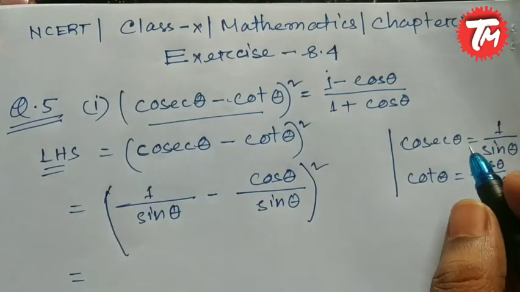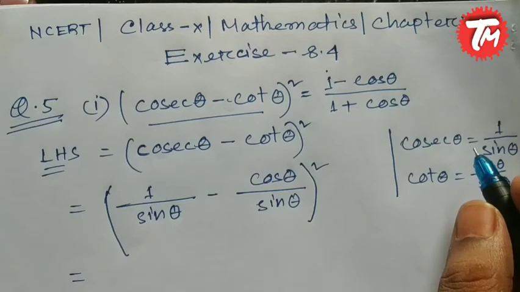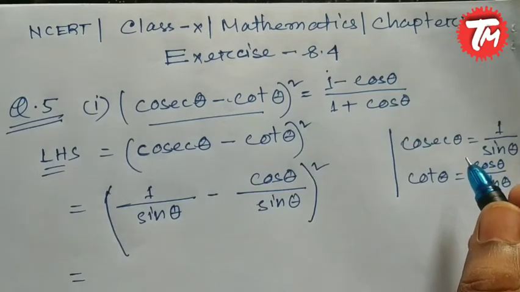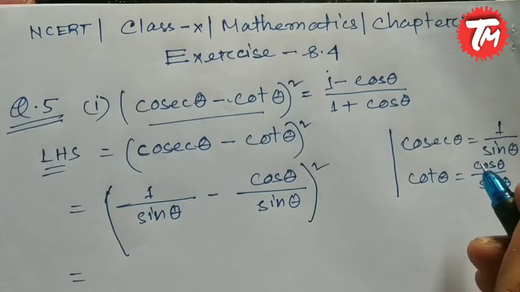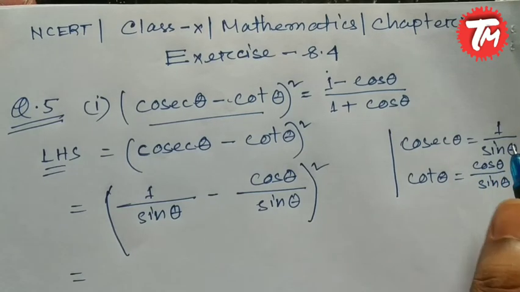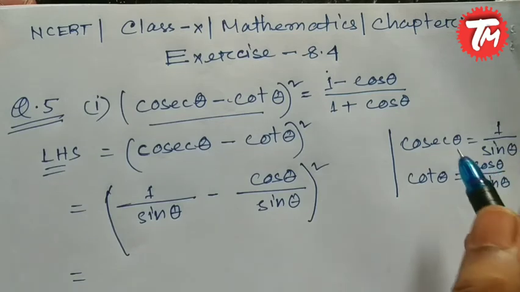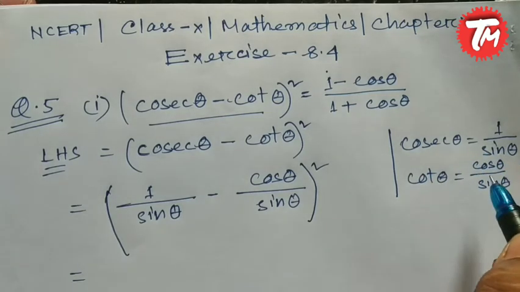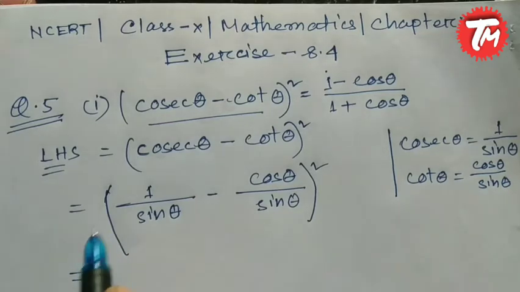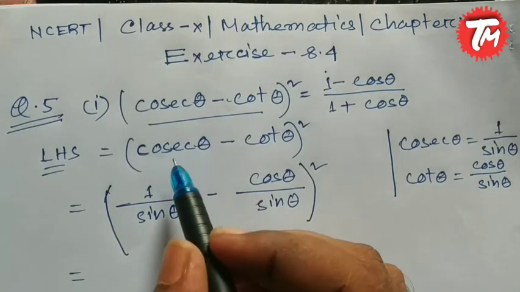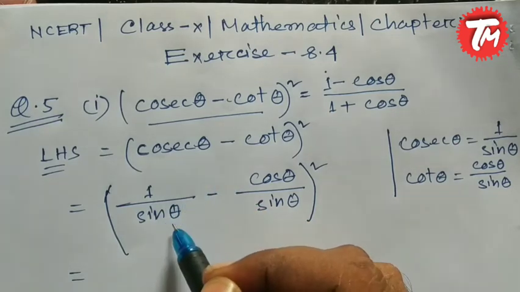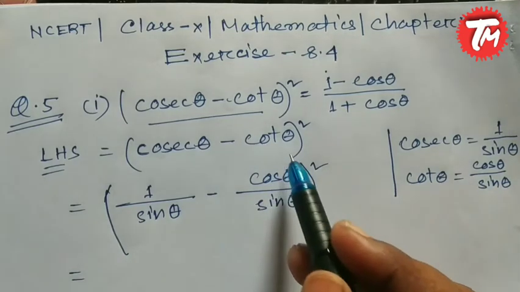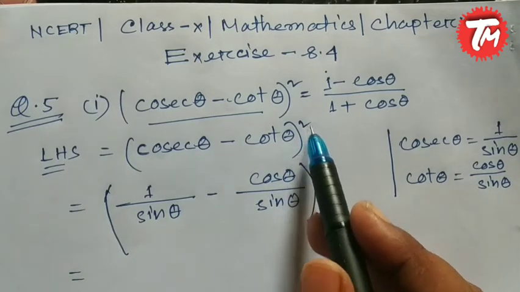So we know that we have some formulas for these problems. We have to memorize those formulas, otherwise we are not able to do these problems. So cosec theta equal to 1 by sin theta, and cot theta equal to cos theta by sin theta. So we can write cosec theta as 1 by sin theta, and cot theta means cos theta by sin theta. Whole square you have to write.